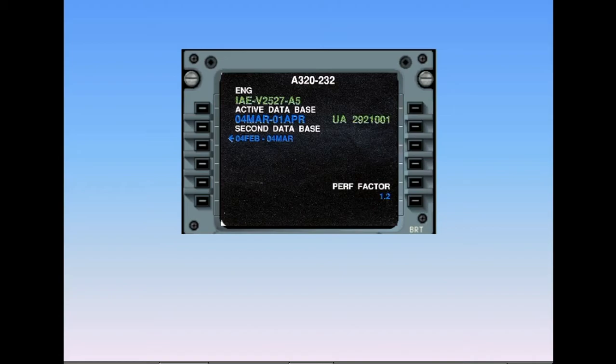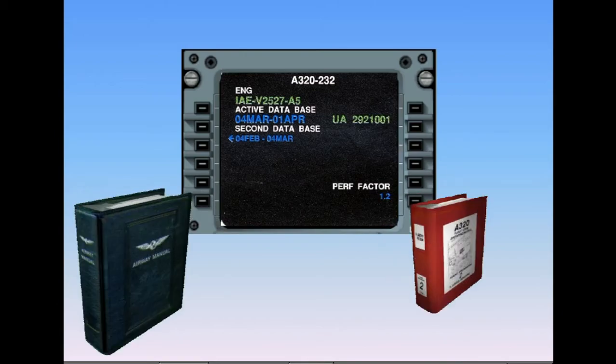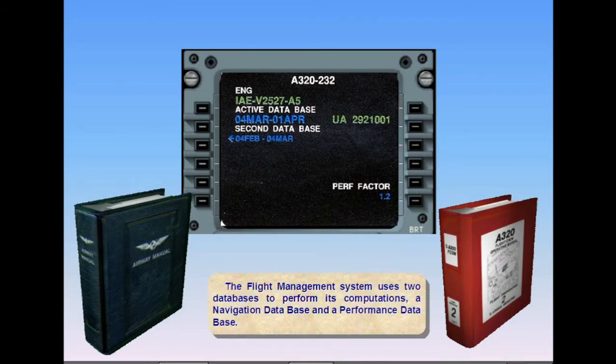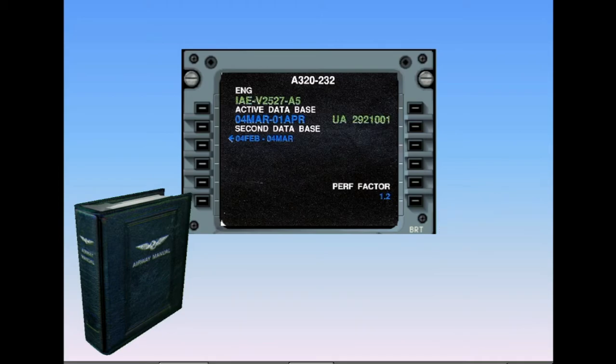The flight management system uses two databases to perform its computations, a navigation database and a performance database. The navigation database contains all the necessary information for the lateral flight plan, such as routes, airways, VORs, NDBs, waypoints, and airports.